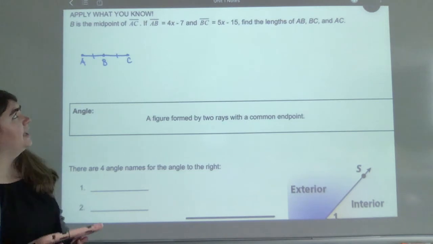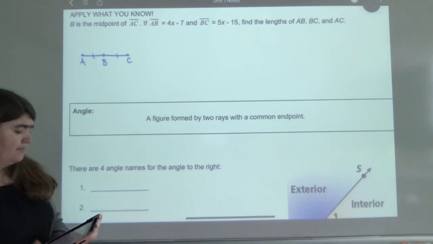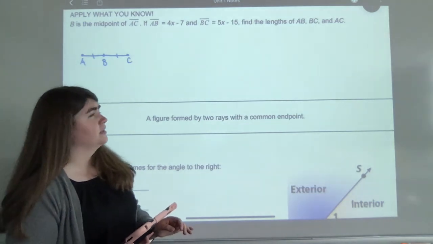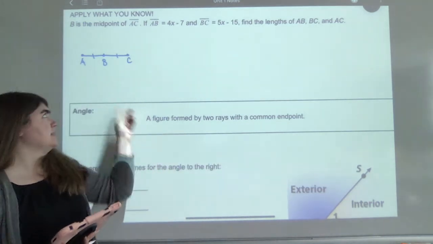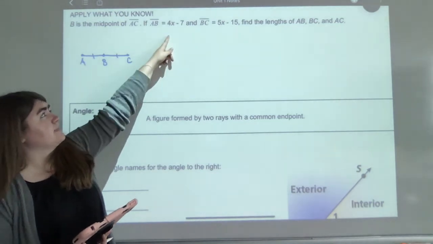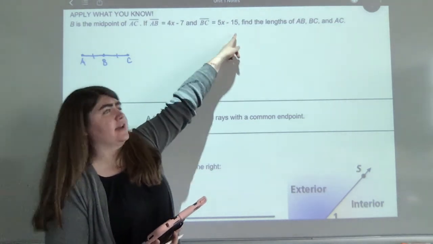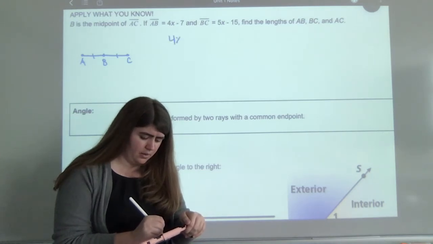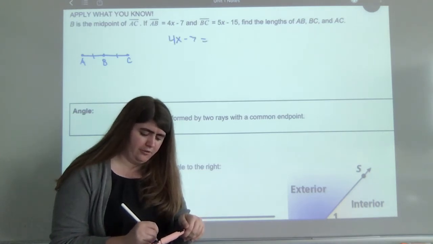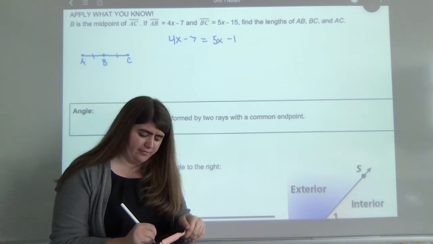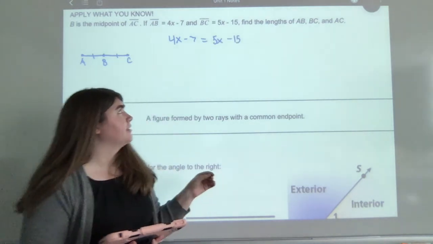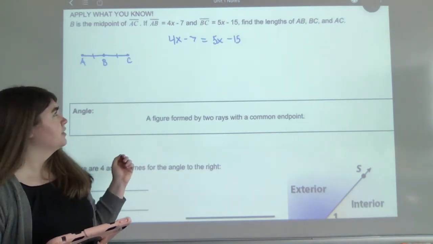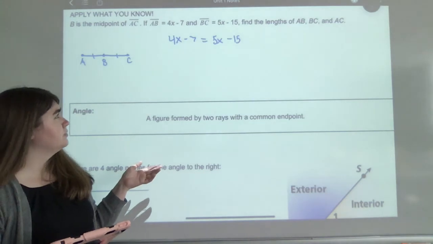Then it says that AB is equal to 4x minus 7 and BC is equal to 5x minus 15. Well, because AB and BC are congruent, then 4x minus 7 must equal 5x minus 15. So let's go ahead and write that out. 4x minus 7 is equal to 5x minus 15. We're going to go ahead and solve for x, and then we can use x to solve for our missing side lengths.